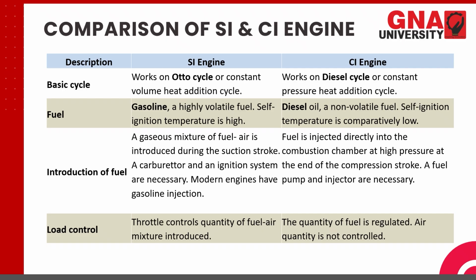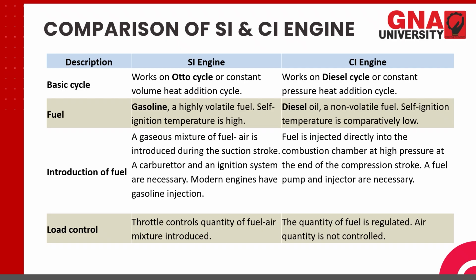In CI engines, fuel is injected directly into the combustion chamber at high pressure at the end of the compression stroke. So hence because the high pressure is there, compression ratio is quite high, the temperatures encountered are also high. Hence they reach the ignition temperature of diesel. So hence, as the fuel is injected, it immediately burns. A fuel pump and injectors are necessary in this case.